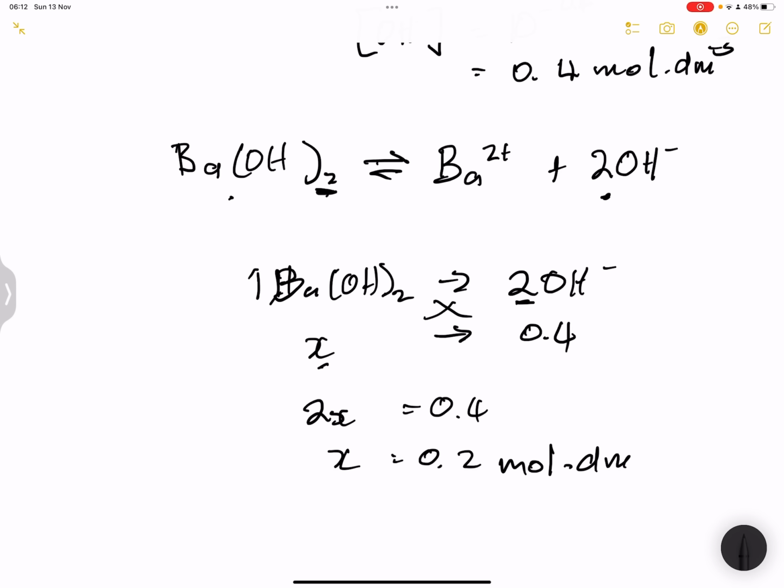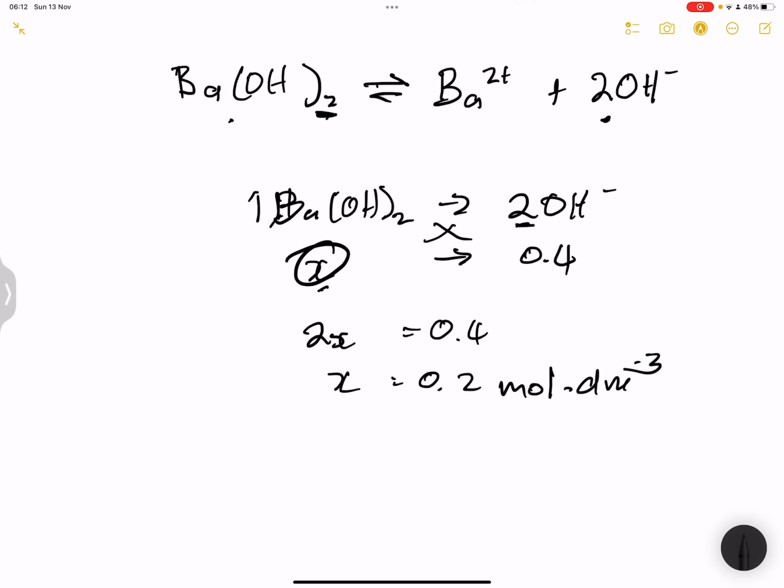So therefore, what did x represent? The concentration of barium hydroxide. So in this case, the concentration of barium hydroxide would therefore be 0.2 moles per cubic decimeter. I hope that made sense, ladies and gents.